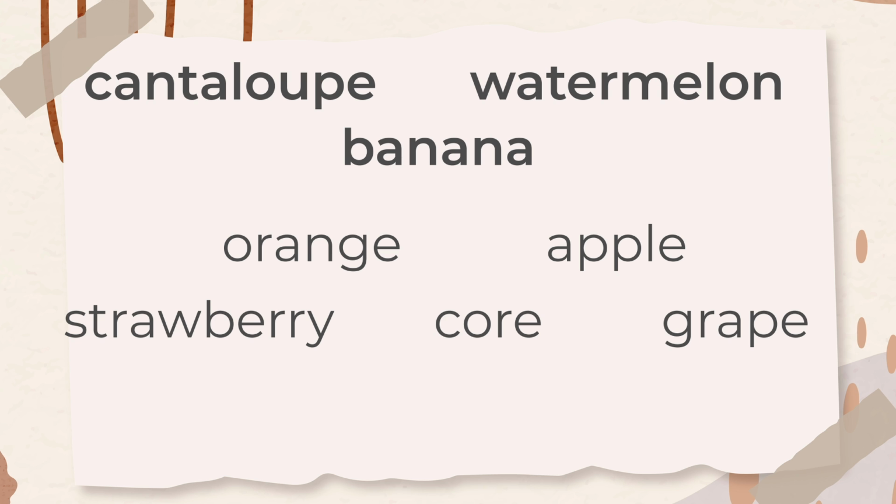Let's see a sample question. Can you spot the correct answer? These are all fruits where the outside is not eaten. One peels or slices a cantaloupe, watermelon, banana, and orange to get the fruit out. So, the correct answer is orange.